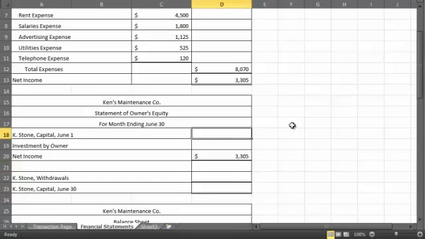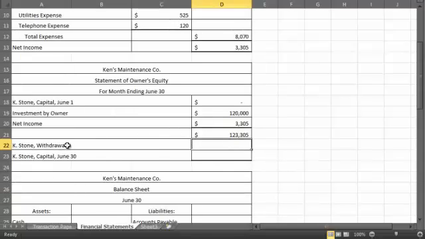Now, because this company began at the beginning of June, we will say that the capital account on the very first day, before the owner made any investments, was zero. And then the investment by the owner is the $120,000 in cash that Keystone invested into the business. There's no title here, but we're going to add these three columns up, which is a total of $123,305.